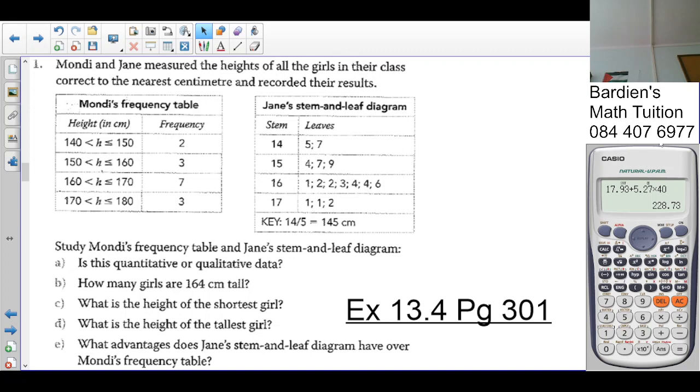First question. Is this quantitative or qualitative data? Quantitative. Why? They are numbers. Okay, so they're quantitative, from quantity. B. How many girls are 164 centimeters tall? 2 girls. Where did you get that from? Jane's stem and leaf diagram. Could you have gotten that from Mondi's frequency table? You couldn't have.